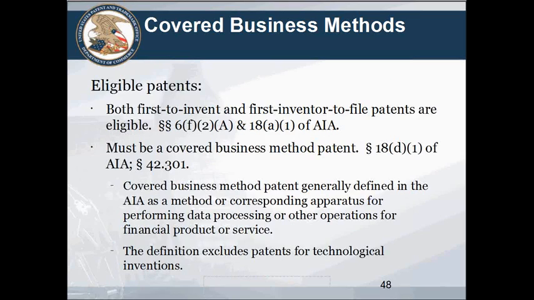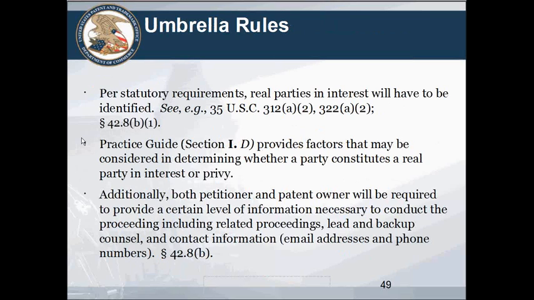So the AIA provides that to be a covered business method patent, the patent has to be directed to a method or corresponding apparatus for performing data processing or other operations for a financial product or service. However, there's an exclusion, and patents that are for technological inventions are not considered to be covered business method patents.